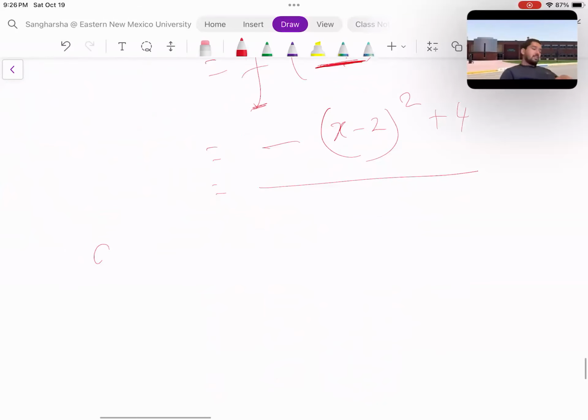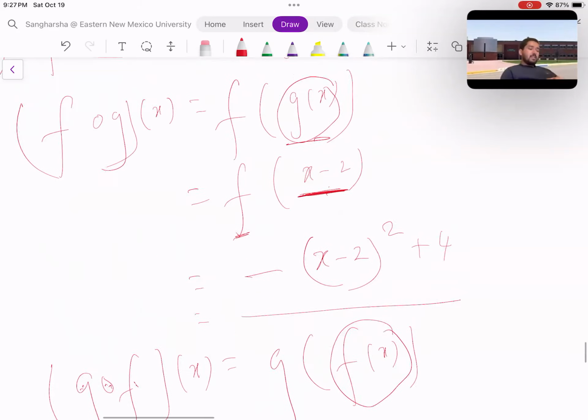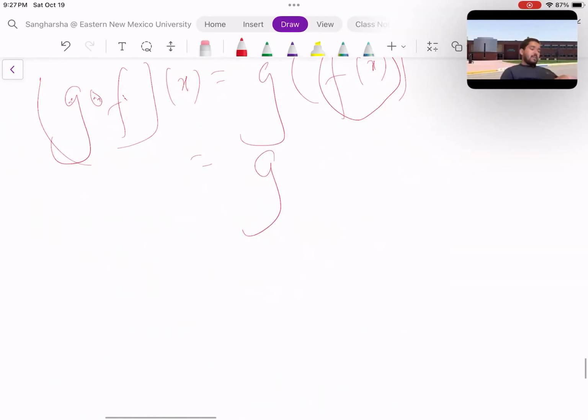And similarly, there is g composite f. Okay, and this is g of x. Sorry, g of f of x. So g of f of x. So you substitute f of x first. G as it is. F of x is negative x squared plus 4.